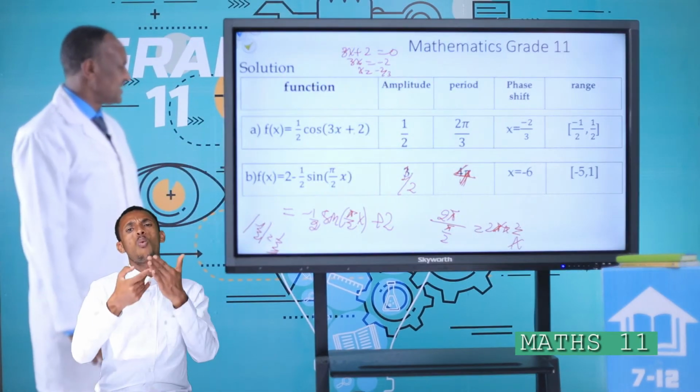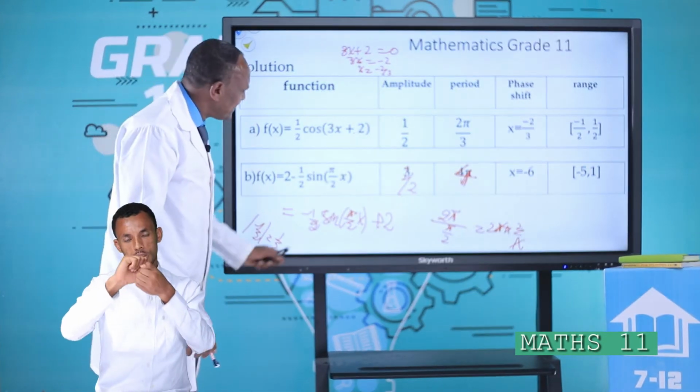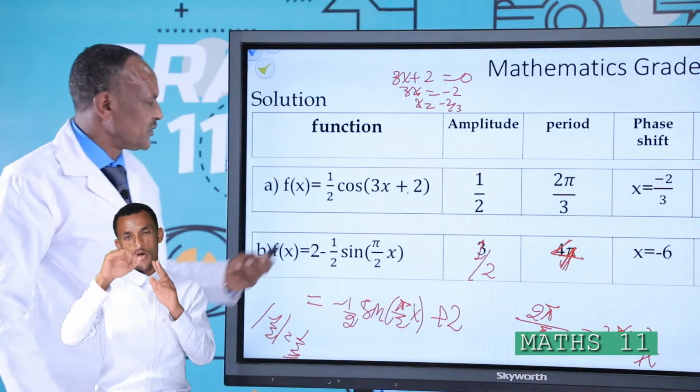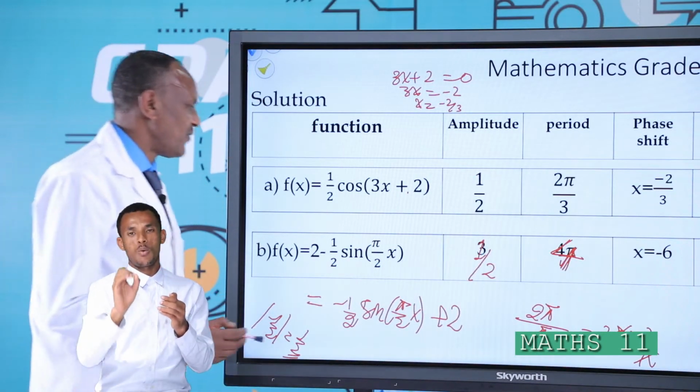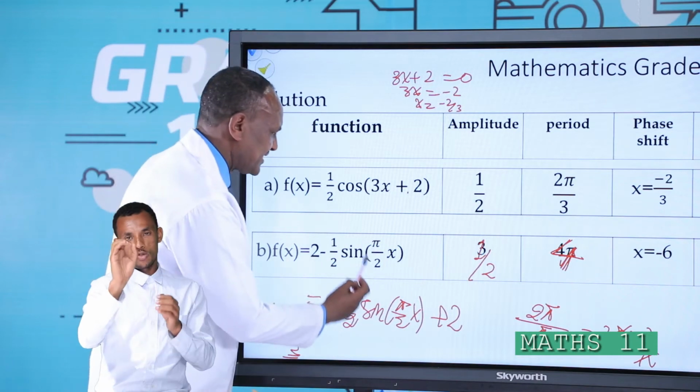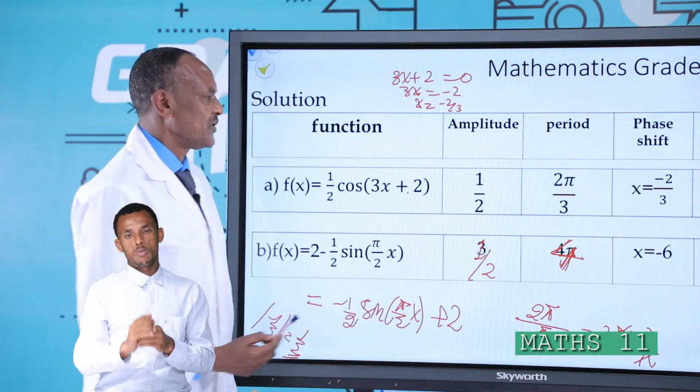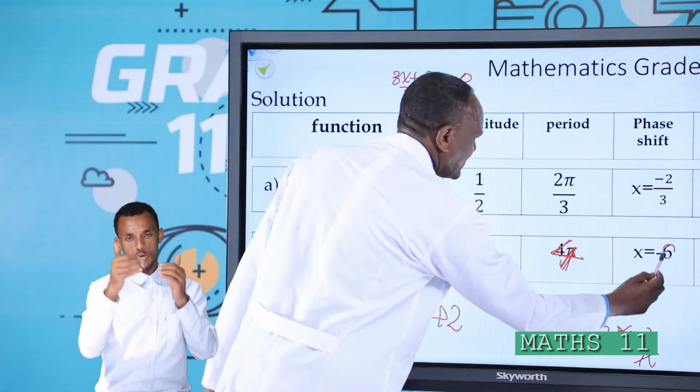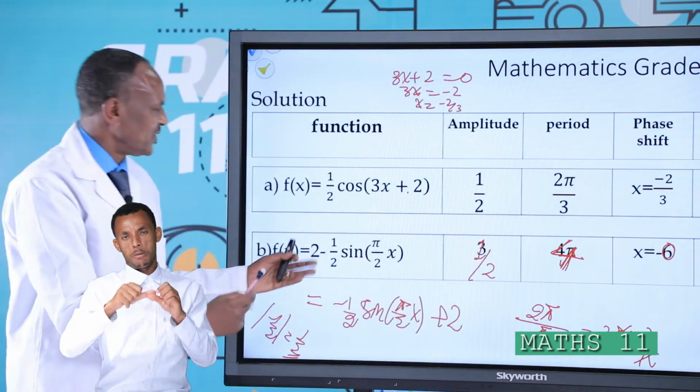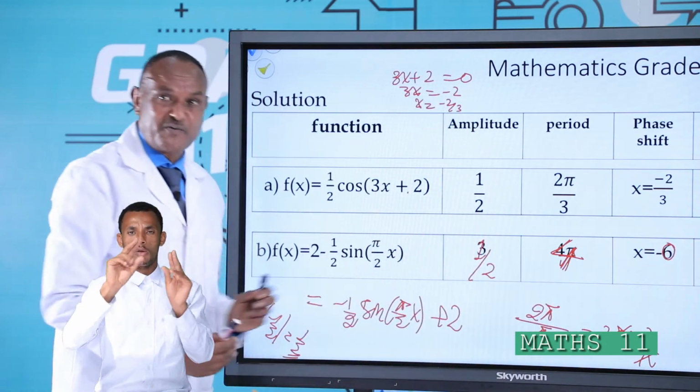What is the phase shift? When pi over 2 x is equal to 0, x is equal to 0 by itself. So we have x equal to 0. That means the graph remains the same. We are not adding or subtracting a constant number from this expression.